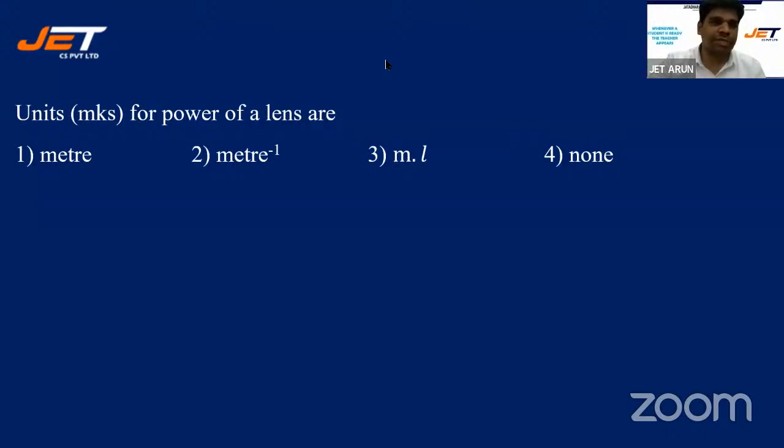Okay, he's asking power of the lens, students, not focal length of the lens. Focal length of the lens is meters. Power is 1 by F. So 1 by meters. Yes, option 2 is absolutely right. Yes, option 2 is absolutely right, students.